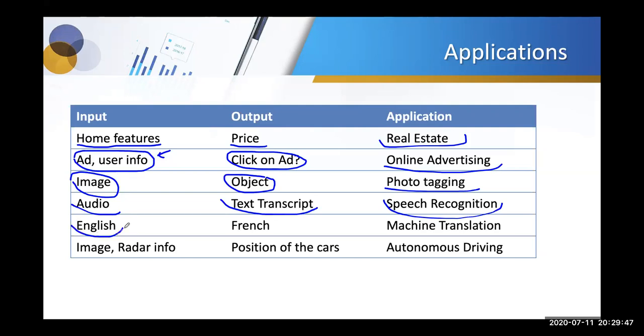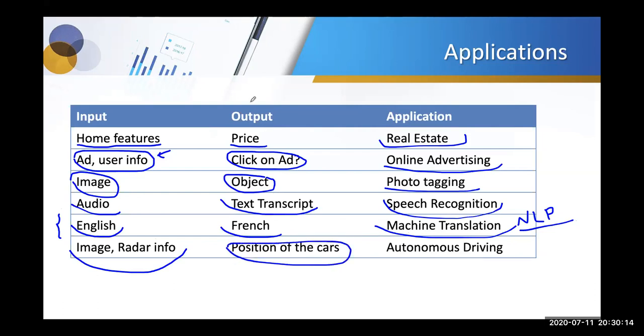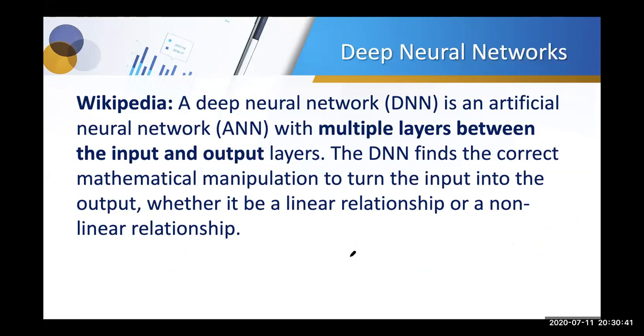And if the input, for example, is English and the output is French, this is used in machine translation. These are applications in NLP, natural language processing. This is also a very hot topic these days, and there is a lot of improvement and advancement going on in this field. And lastly, if we input the image and radar info and the output is the position of the cars around us, this is used in autonomous driving. Of course, that's a very complex system, but one of the major algorithms and technologies being used is just using the image and radar info so that we can get a sense of where the cars and the objects around us are. Okay, so these are some of the applications.